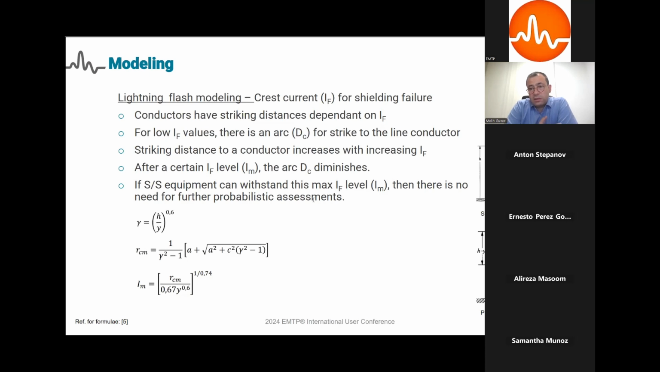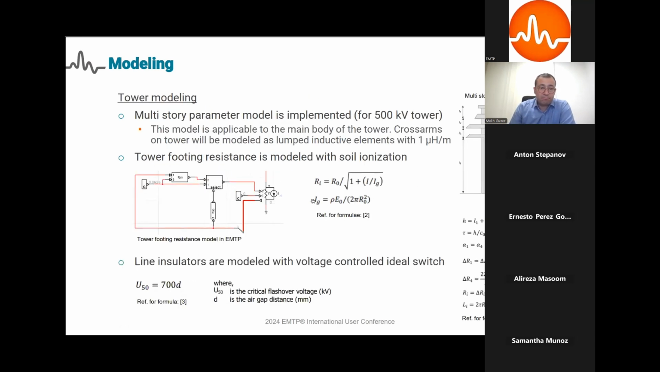So the process is quite simple here with the very well-known representations or formulas. It's possible to calculate the maximum current for the expected level of shielding failure cases. And once this maximum value of the crest current is calculated, then we can simulate to see if it really results in a failure in the substation.